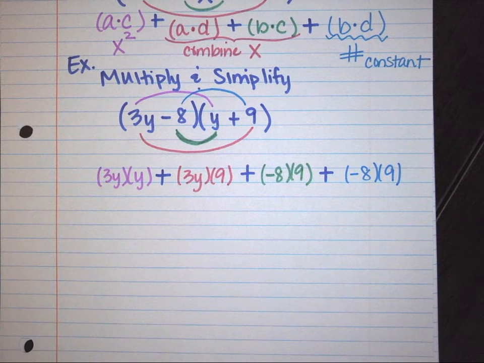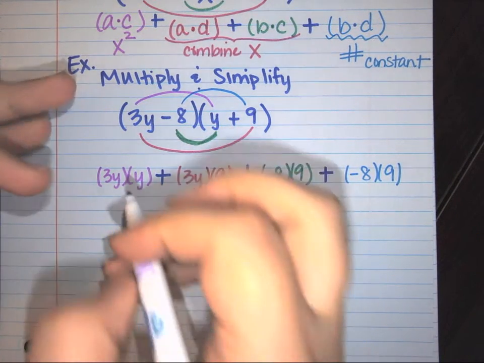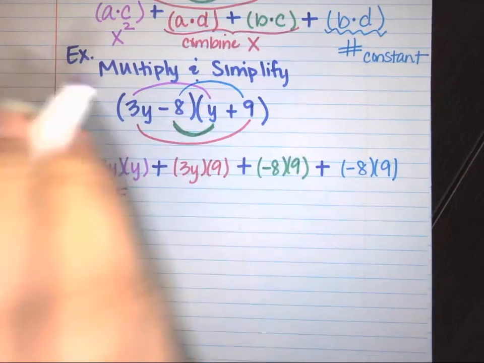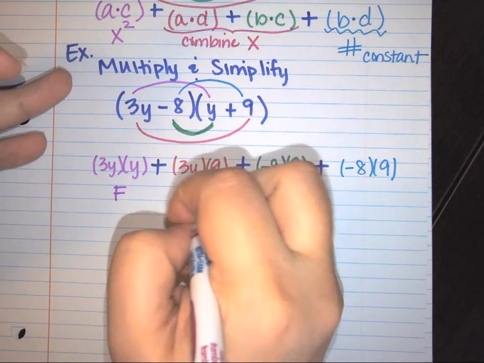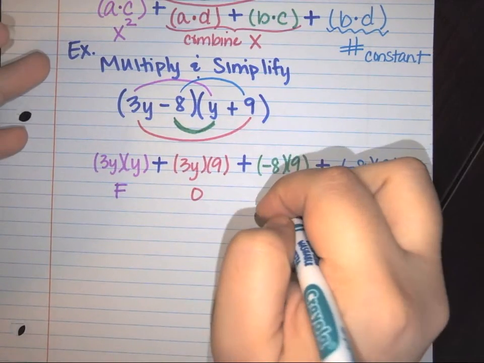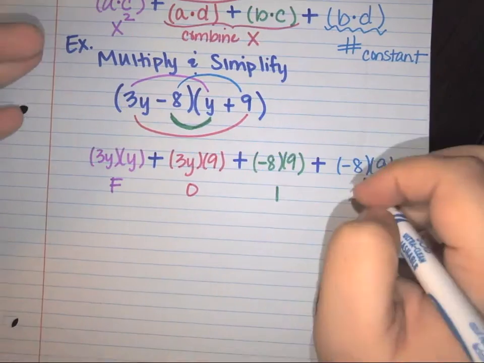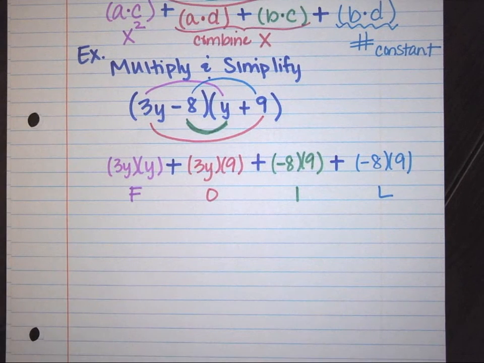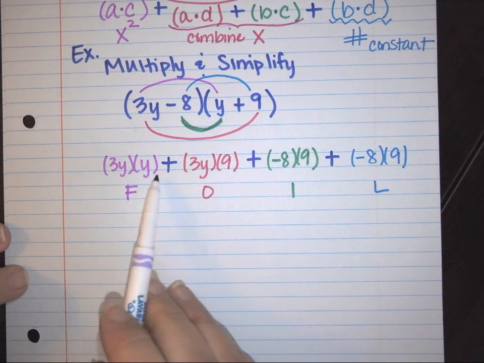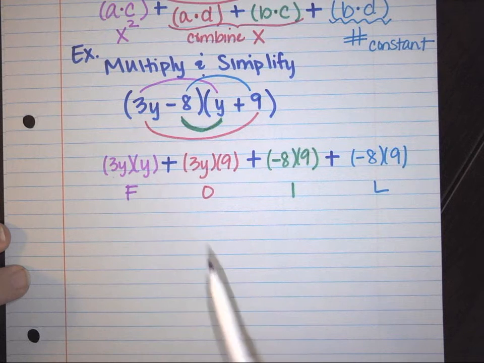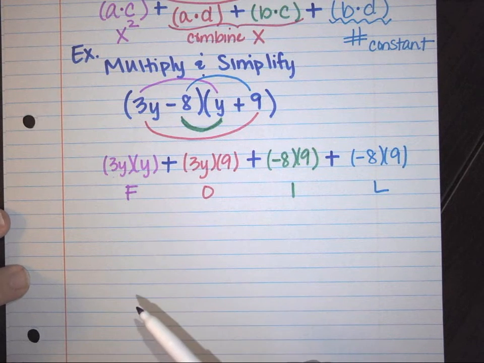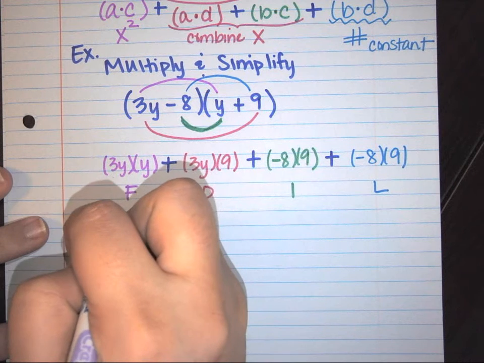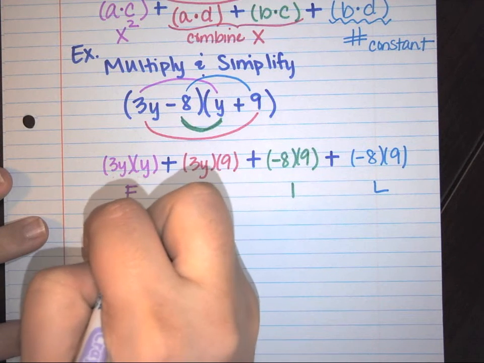So if we look at it, we have F, O, I, L: FOIL, first, outer, inner, last. So let's go ahead and simplify these. So here, in order to simplify them, this first term I have 3y times y. So y times y is y squared, times 3 gives me a 3y squared.